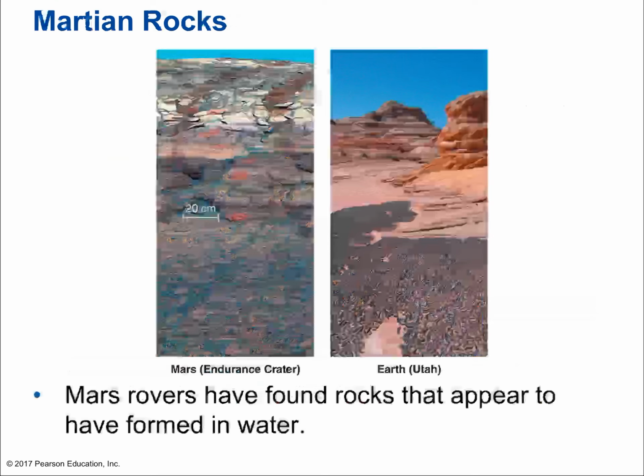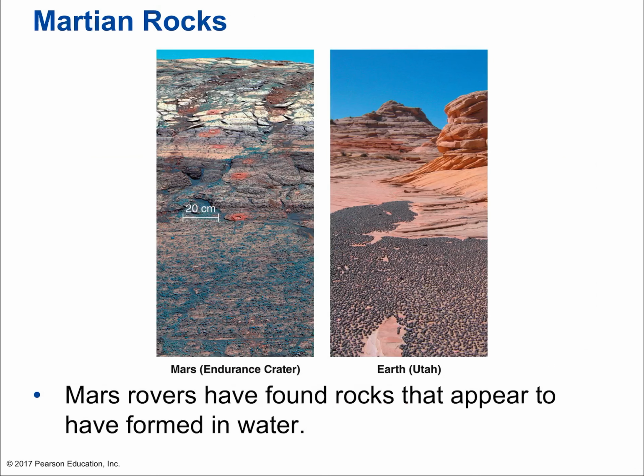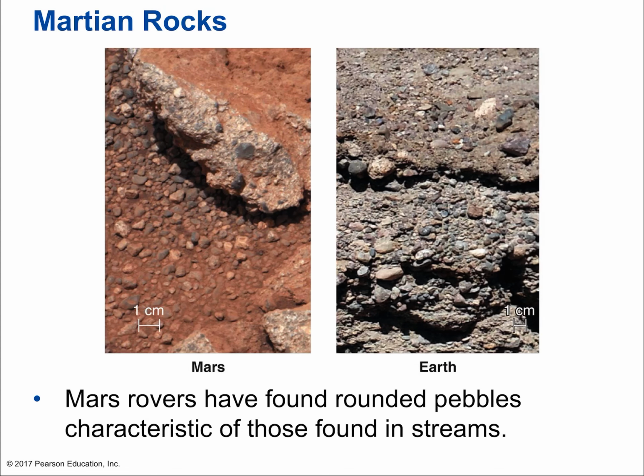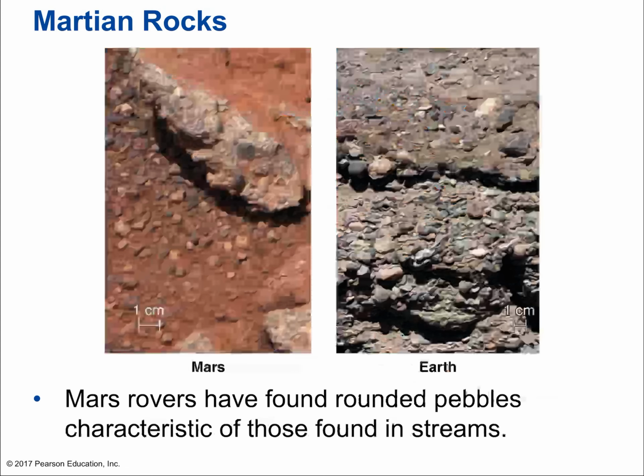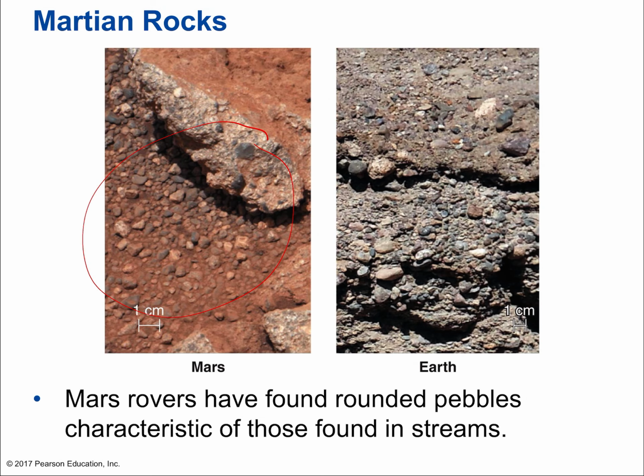We have these river rocks, these spherical rocks that would have been eroded by water. This is what it looks like on Mars. Here's an example of basically the same type of rocks found in Utah in a dried up riverbed. Mars rovers have found rounded pebbles, characteristic of those found in streams. Look at this. That absolutely looks like the kind of thing that you would see built up in a streambed. And here it is on Earth.